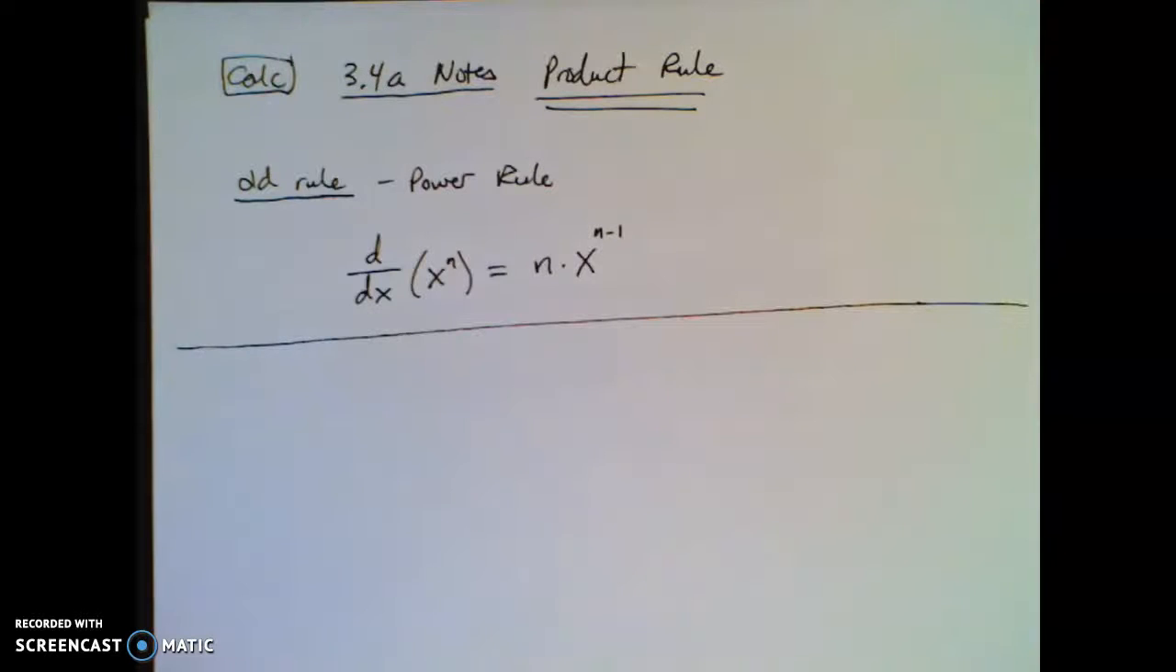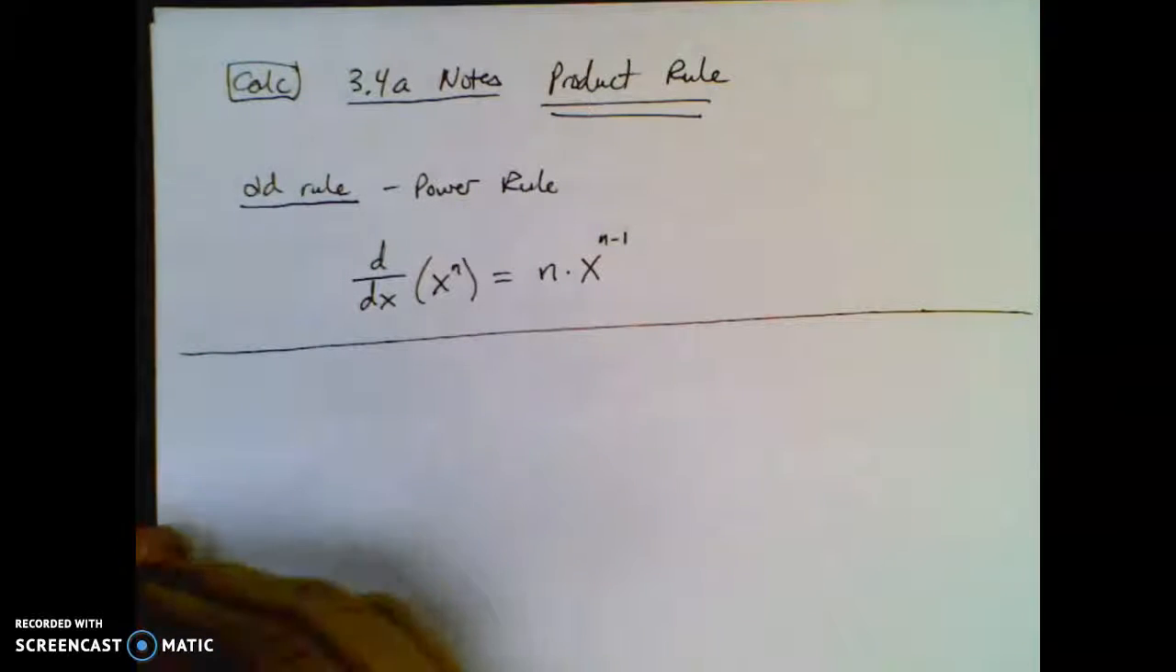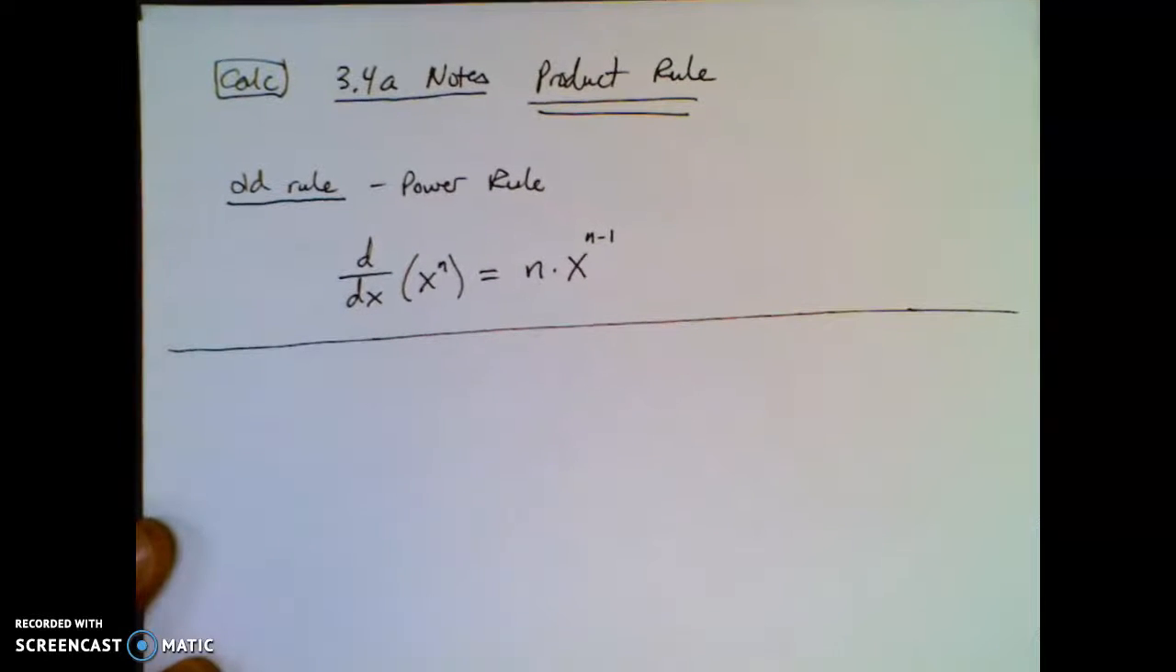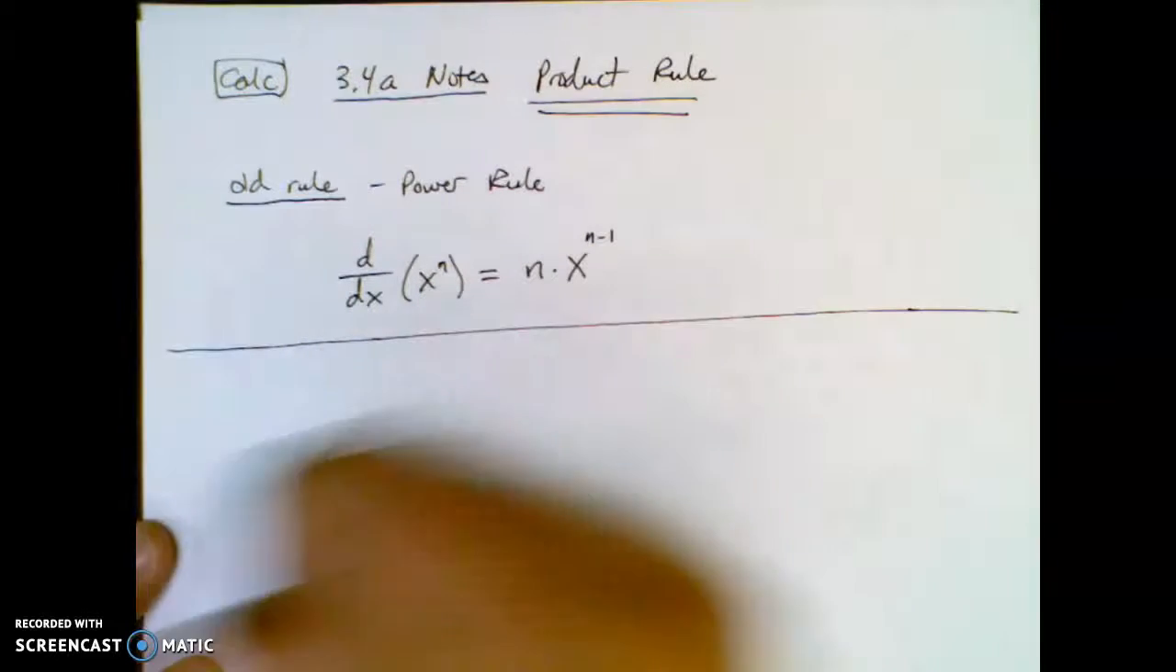Hello, calculus folks. I'm going to go through the notes for 3.4a, which is the product rule. Basically, the old rule you already learned was called the power rule, and that is kind of the building block for all our other rules. We're going to get 3 more cool rules that use this rule in it, so you have to be good at this. That's why we spent 2 days on it.